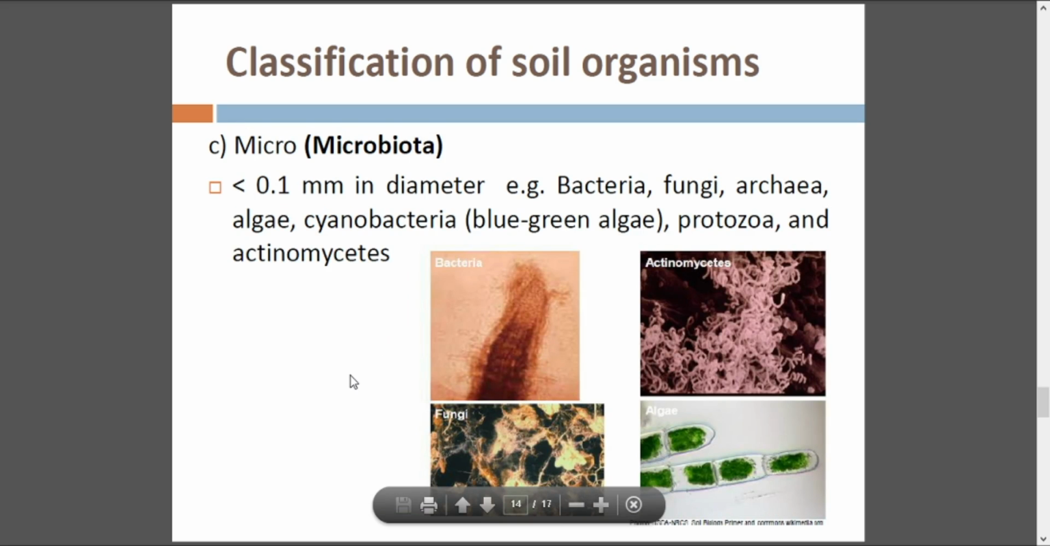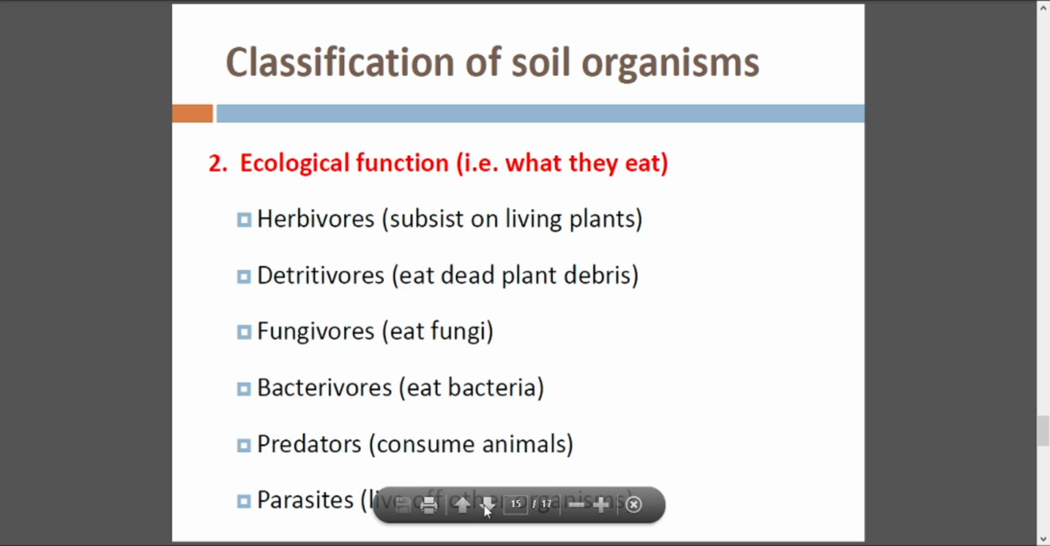And then we have the microbiota, or microorganisms, which are less than 0.1 millimeter in diameter. And these mainly include the bacteria, the fungi, the archaea, the algae, cyanobacteria, protozoa, and actinomycetes. We can also classify the soil organisms by looking at their ecological function, or what they eat within the food web.